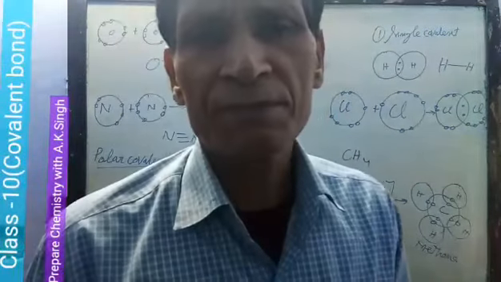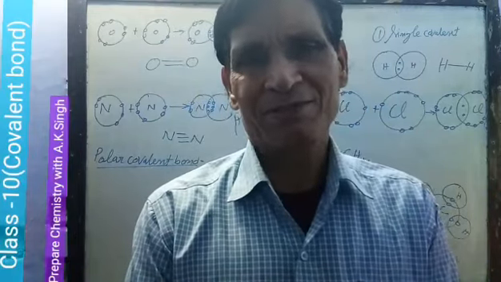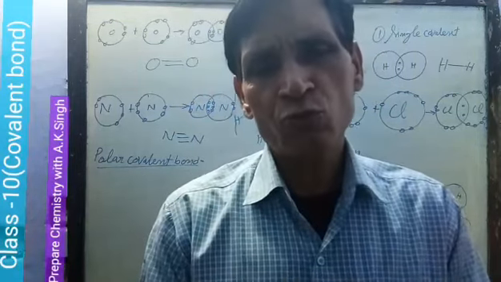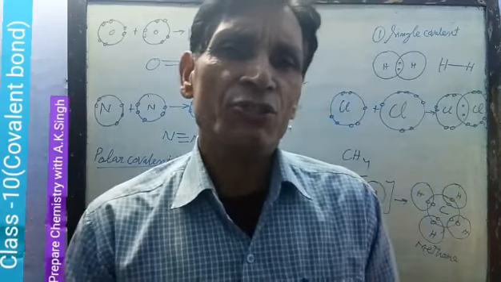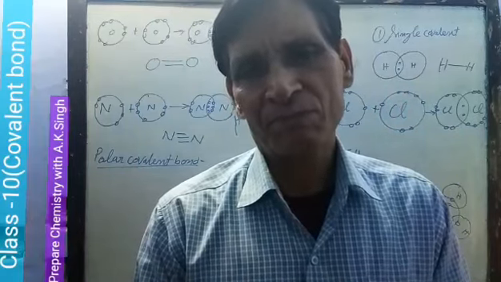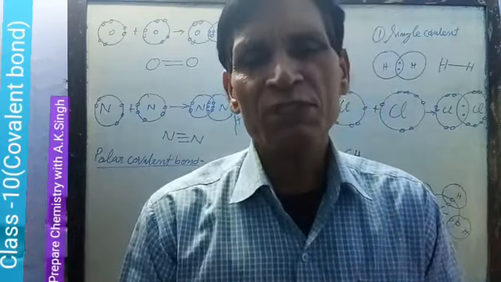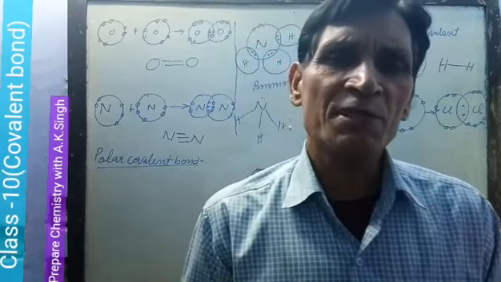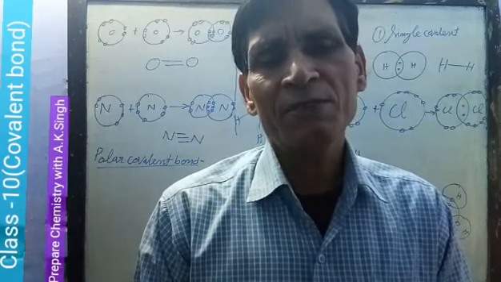A covalent bond formed between two dissimilar atoms in which the shared pair of electrons is not in the midway of the two bonded atoms, or the shared electron pair is not equally distributed between the combining atoms. Or you can say the shared electron pair is not at equal distance between the combining atoms. Any term you can use, or the shared electron pair between the bonded atoms is not attracted equally by both the atoms.